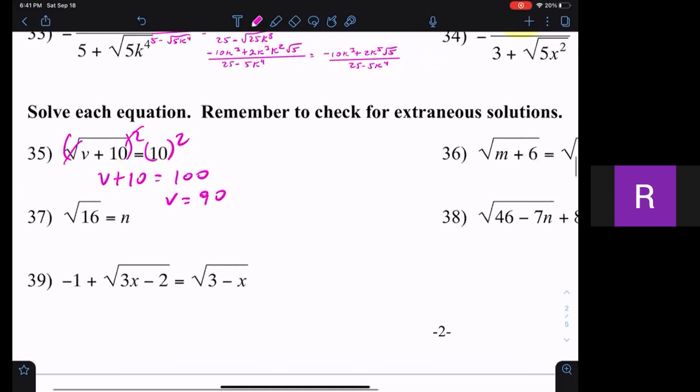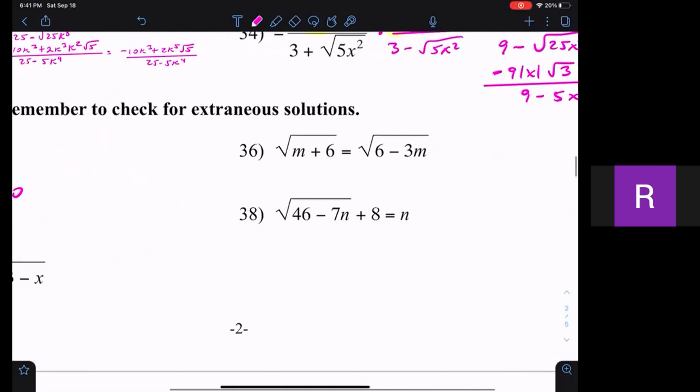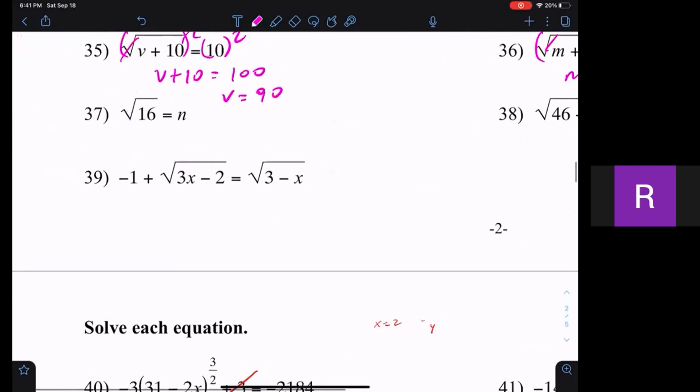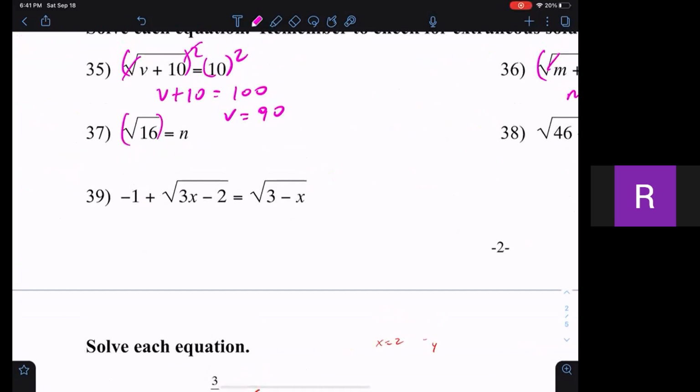That's right. 36. You need to square both sides. This cancels. So this is m plus 6. This is 6 minus 3m. Add 3m in both sides, you get 4m. Subtract 6 in both sides, you get 0. M equals 0. That's the answer. Next. I need to square both sides. 16 equals n squared. Take the square root, n is going to be plus or minus 4.